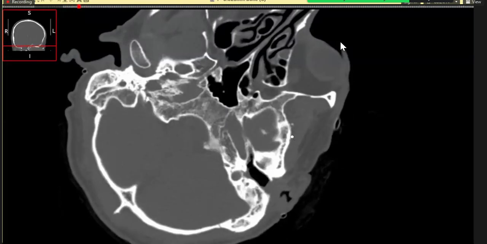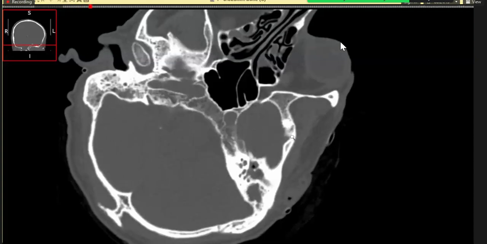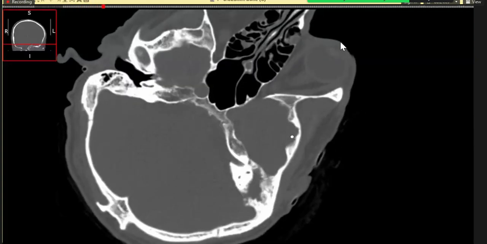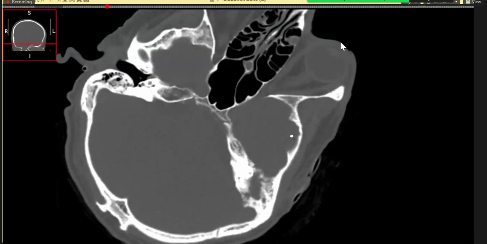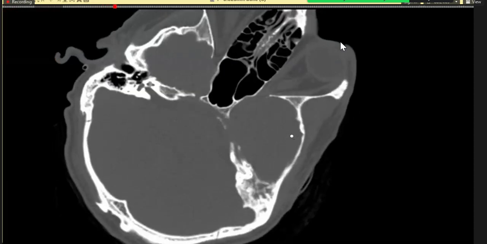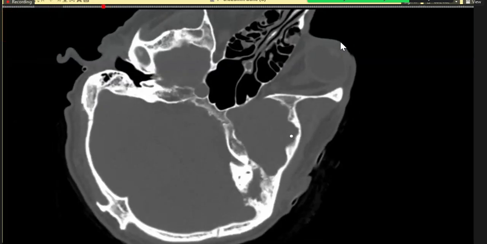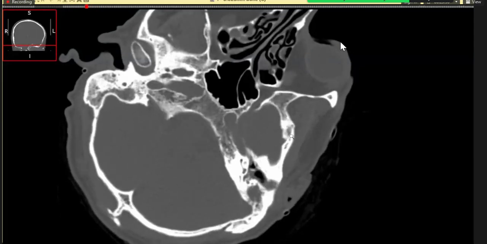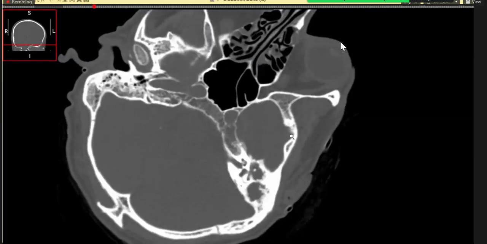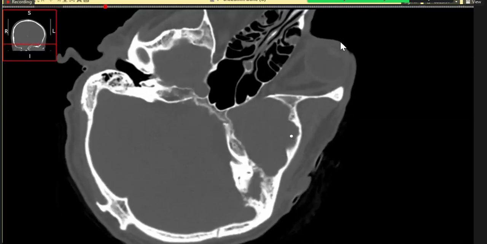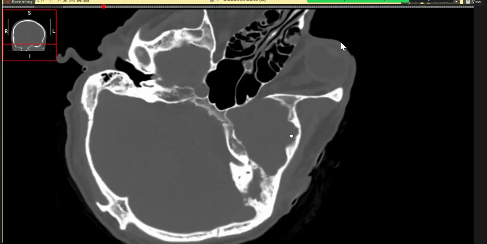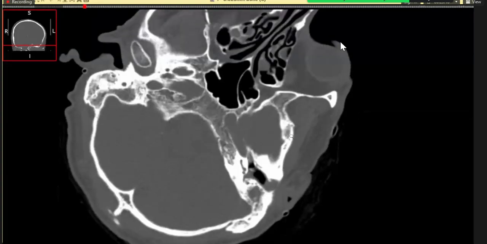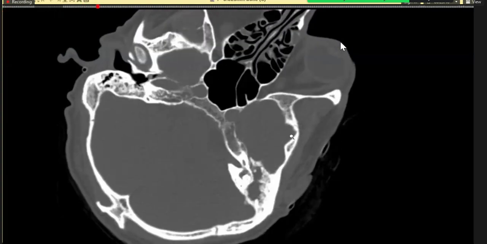There is a dependent density seen in the epitympanum, as well as the mesotympanum, as well as surrounding the ossicles, which are quite eroded, and it is dependent, because I can see air at its top, and there is part sclerosis of the surrounding bone, as well as somewhat erosion.